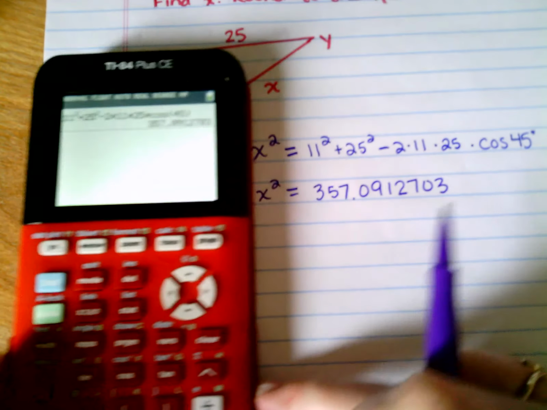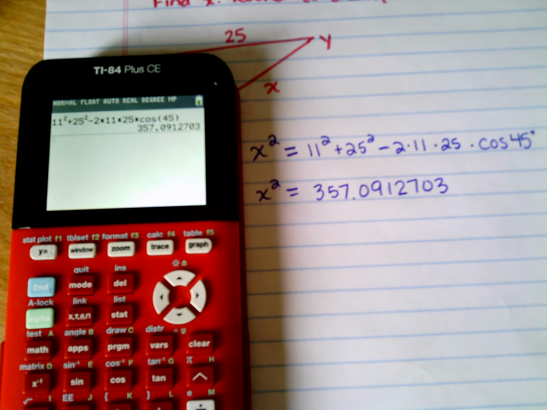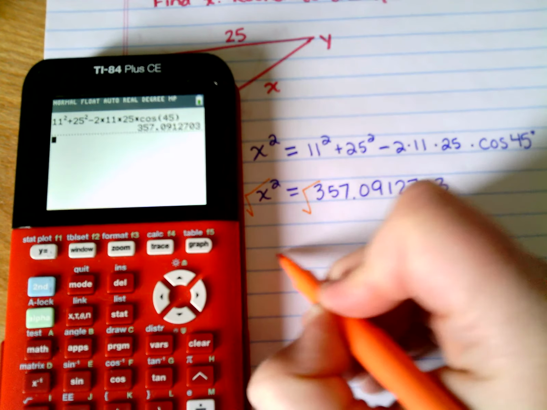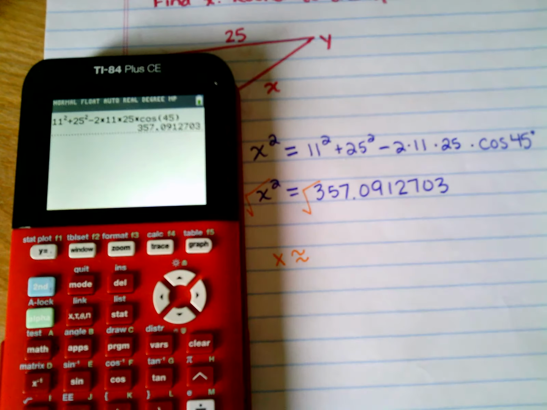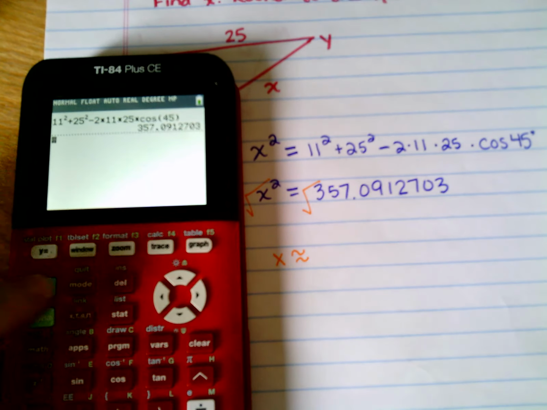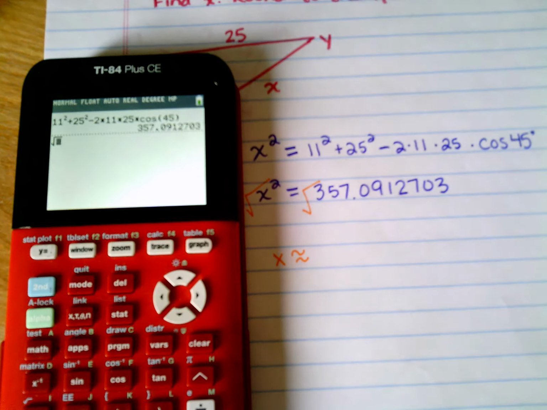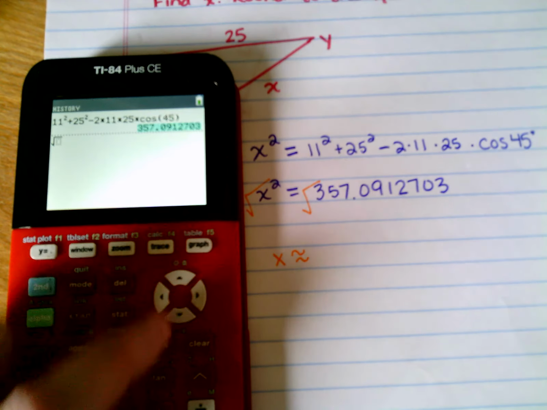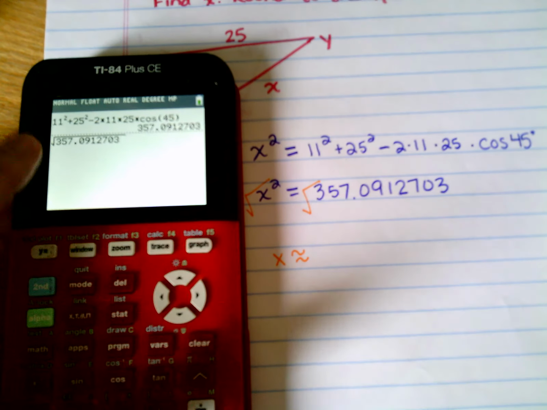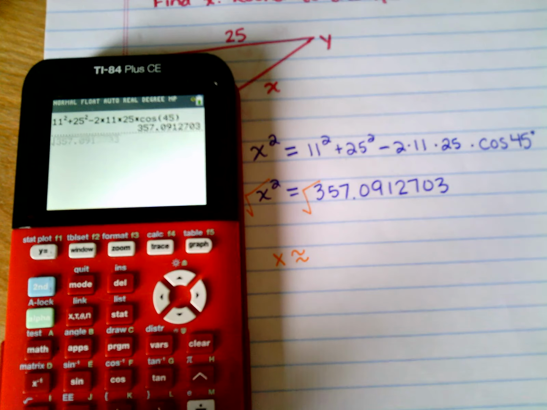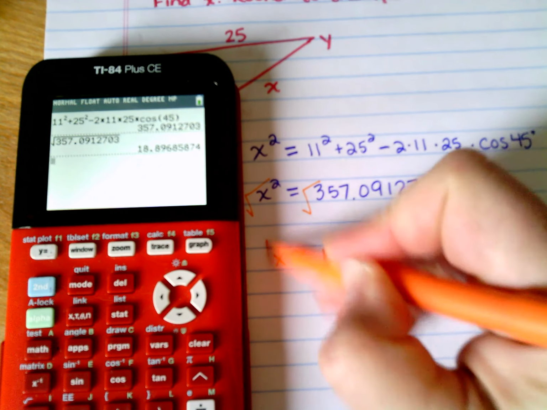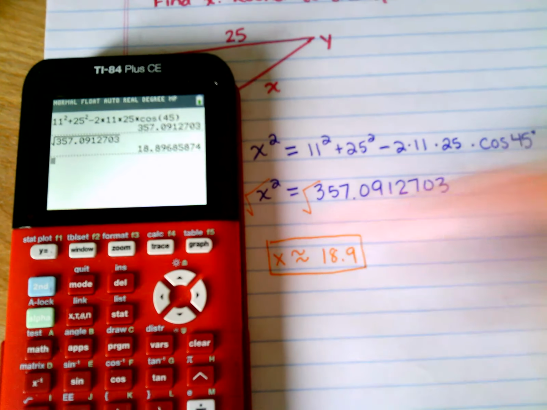So that's what x squared equals. I just want to figure out what x equals. So all I need to do now is take the square root of both sides. And I'm going to get my x value. So I'm actually going to do second. There's my radical. And I can either type that whole thing in, or I might be able to arrow up, hit enter, and it'll put it in there for me, which is kind of nice, so I don't have to spend the time typing. And I get about 18.9. So there's the value of x right there.